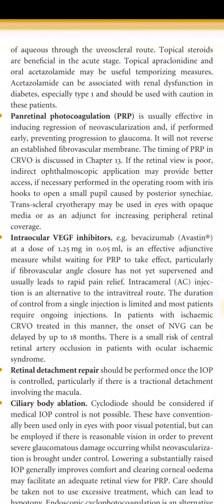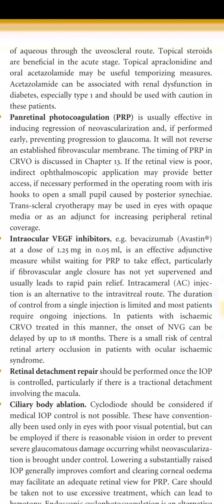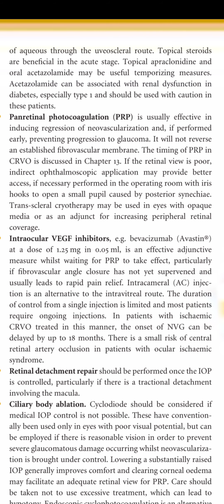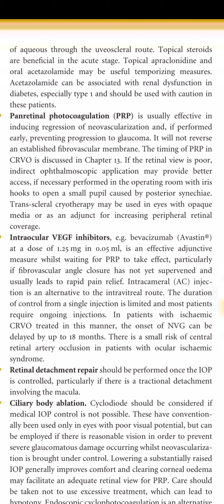PRP is usually effective in inducing regression of neovascularization and, if performed early, preventing progression to glaucoma. It will not reverse an established fibrovascular membrane. The treatment of CRVO is discussed in chapter 13. If the retinal view is poor, indirect ophthalmoscopic application may provide better access if necessary, performed in an operating room with an iris hook to open a pupil closed by posterior synechiae.